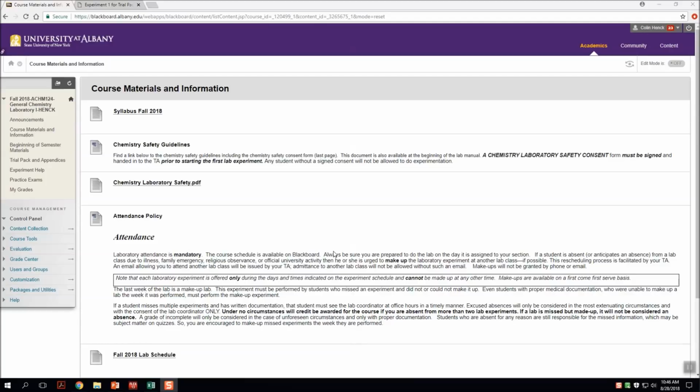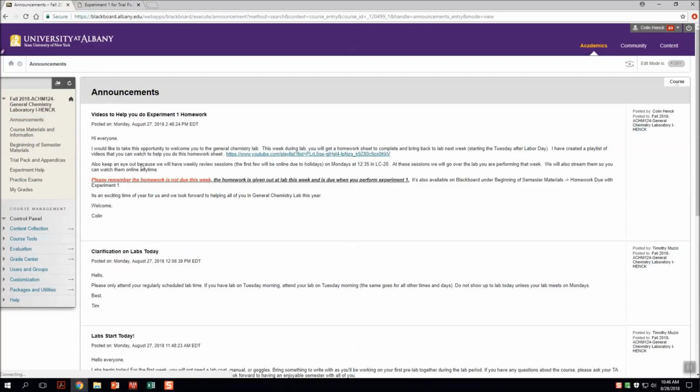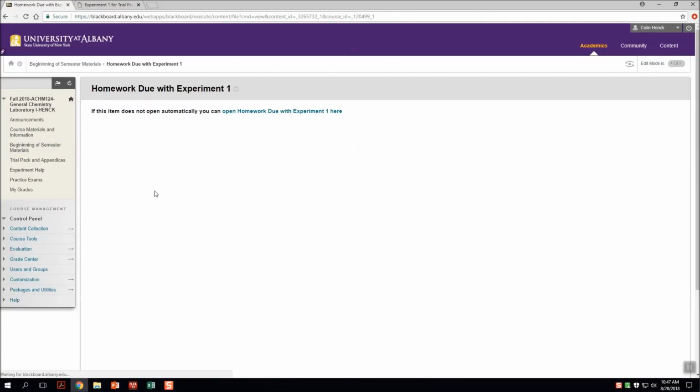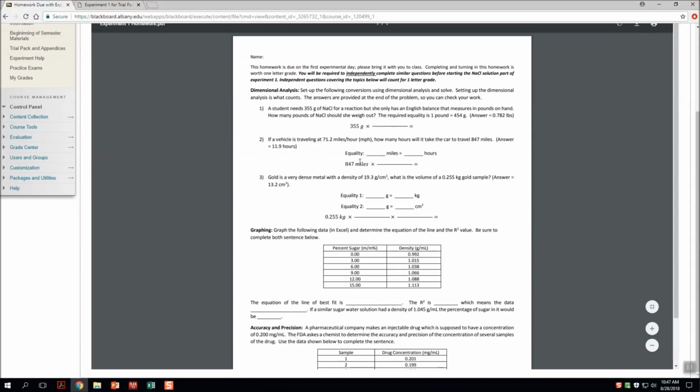Now, after recitation, you're going to do the actual lab. And the first part of the lab is exactly just like the homework. You're going to go over dimensional analysis, graphing, and accuracy and precision. And here on the Blackboard site, if you go to the announcements, you can find a link to a YouTube channel, which has 3 videos, that will help you get the homework that you got this week. If you didn't get the homework this week, or you lost it, or whatever, if you go to the beginning of semester materials, you can click on homework due with experiment 1 and get another copy.